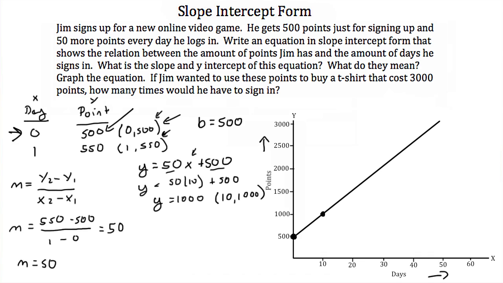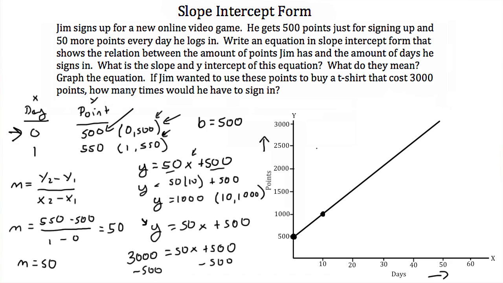Now, if Jim wants to buy a t-shirt that costs 3,000 points, how many times would he have to sign in? Well, we can use our equation, or we can go to our graph. Let's use our equation. We have y is equal to 50x plus 500, and y is our amount of points. So let's plug in 3,000, because that's what we're curious about. 3,000 is equal to 50x plus 500. And now we have to solve for x. So we subtract 500 from both sides, and we're going to get 2,500 is equal to 50x.